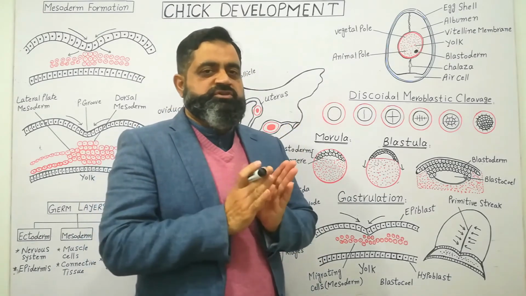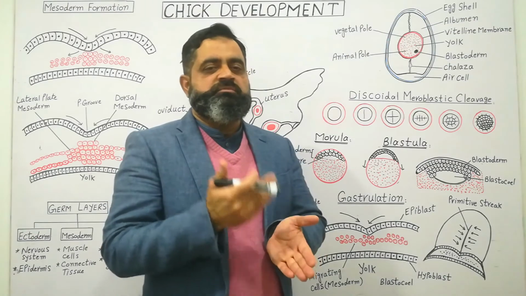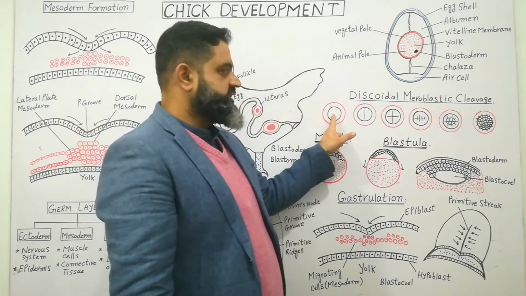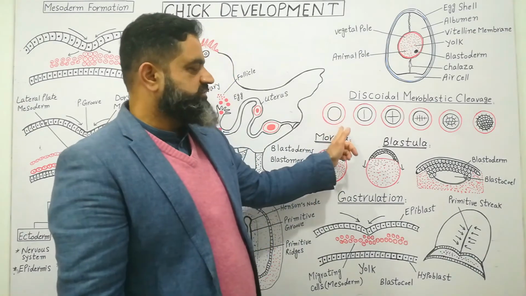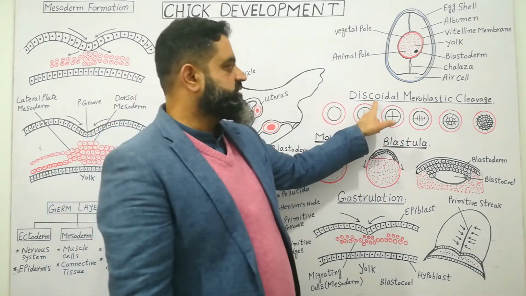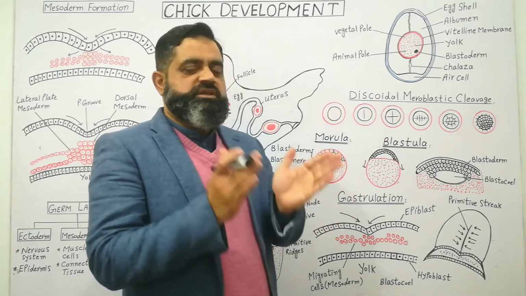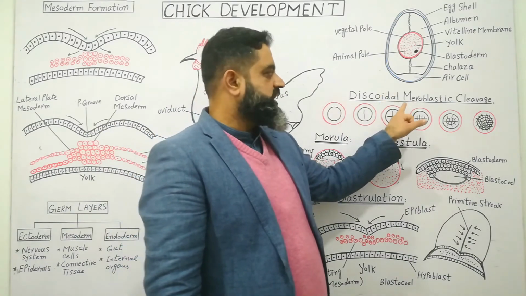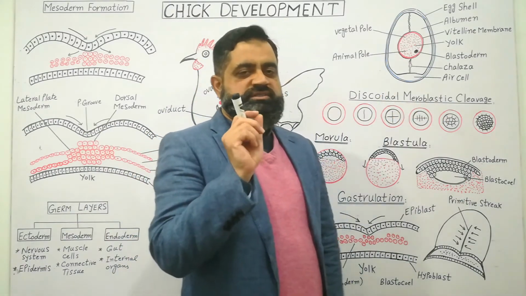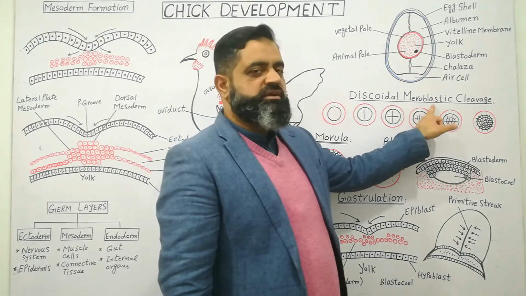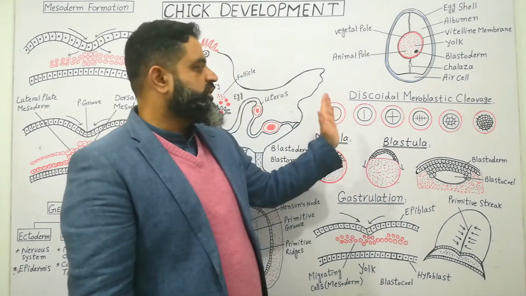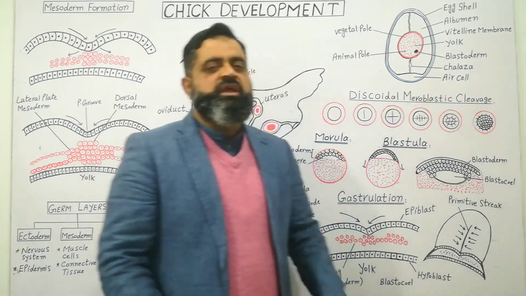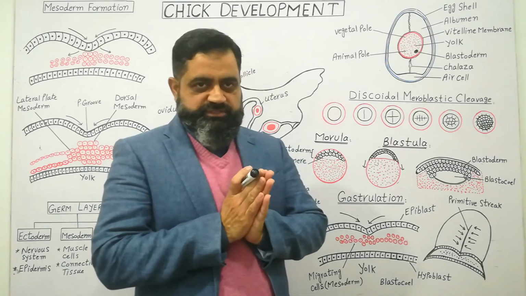Now the process of division, which is usually mitosis and is known as cleavage, only takes place in this disc. That is why this process is known as discoidal, which takes place in only a disc. And because after the division the cells produced are of very small size, it is known as meroblastic cleavage. So as a whole, this process is known as discoidal meroblastic cleavage. Now let's discuss how this process takes place.